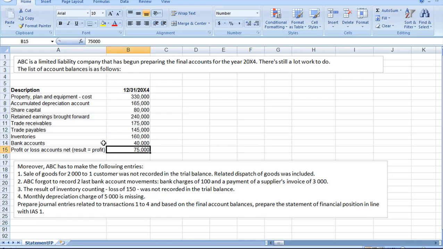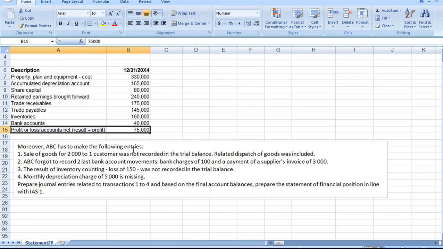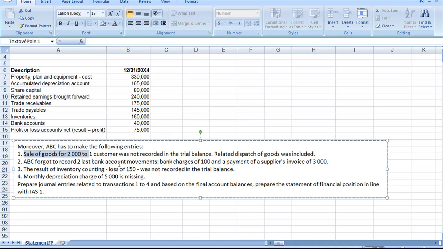Also, the last line has a label profit or loss accounts net, where result equals the profit. So here all profit or loss accounts are grouped, which is okay for this example. Let's go on reading. Moreover, ABC has to make the following entries. The first one, sale of goods for 2000 to one customer was not recorded in the trial balance. Related dispatch of goods was included.